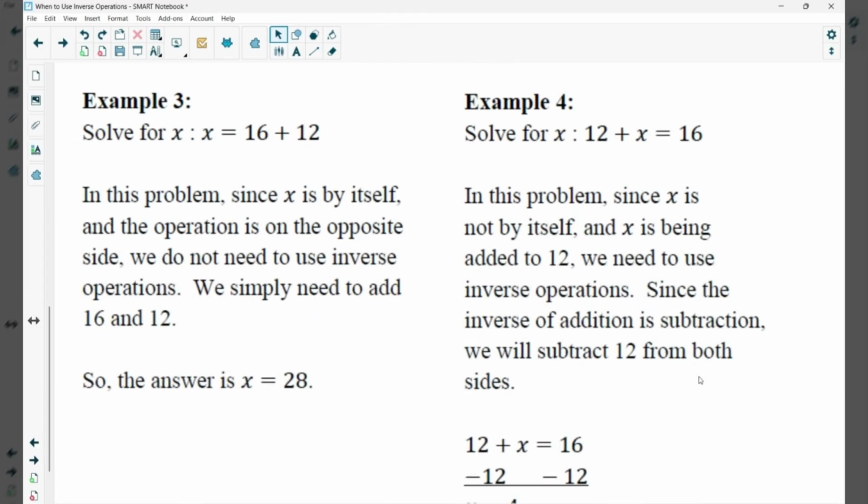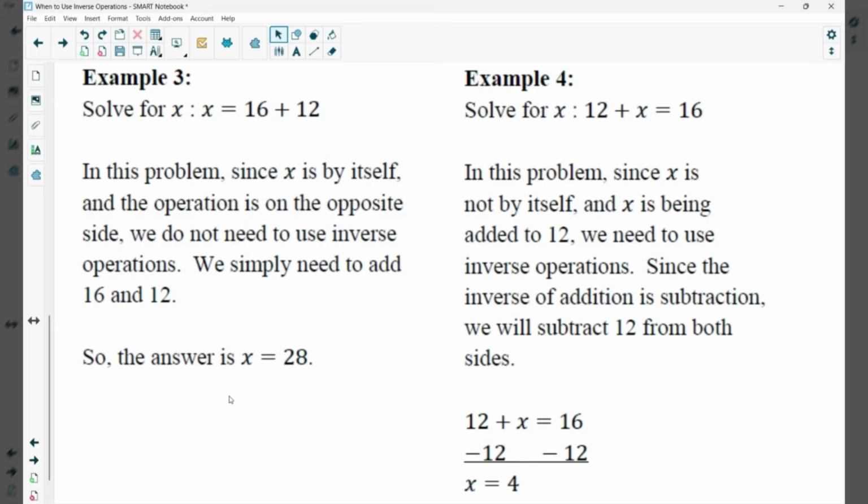Let's look at example 3. We're going to solve for x. Our equation is x equals 16 plus 12. Like example 1, x is already by itself. So all we need to do to find our solution here is 16 plus 12, which is 28. So the answer is x equals 28.